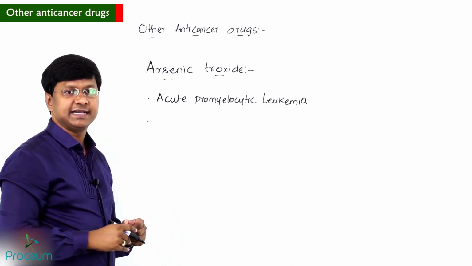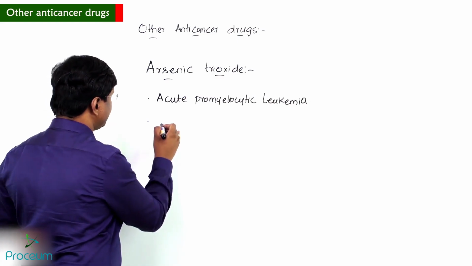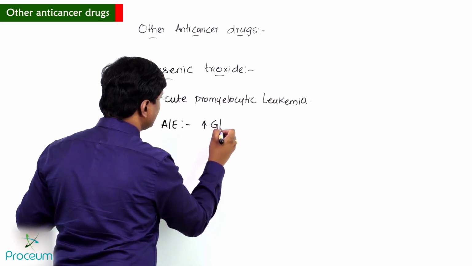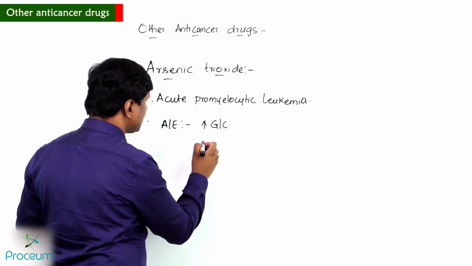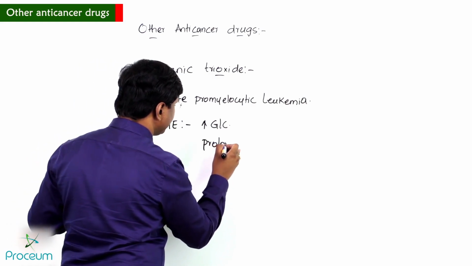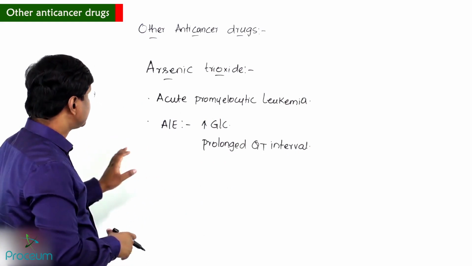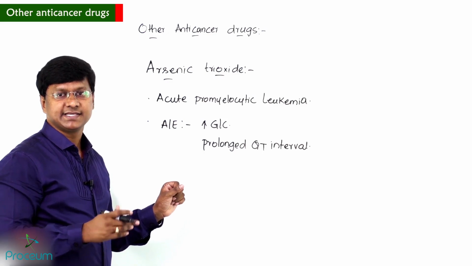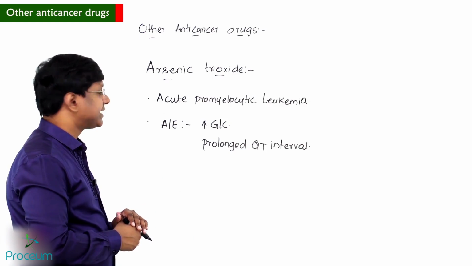Now, let me tell you the adverse effects associated with arsenic trioxide. It can increase the glucose levels of individuals, that is, it can cause hyperglycemia, and it can also cause prolonged QT interval. Next, remember, like tretinoin, it also acts as a differentiating agent. So that is about your arsenic trioxide.